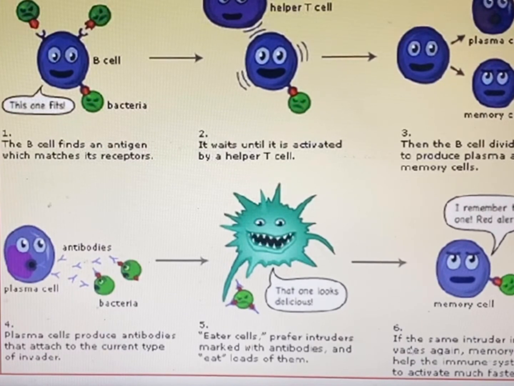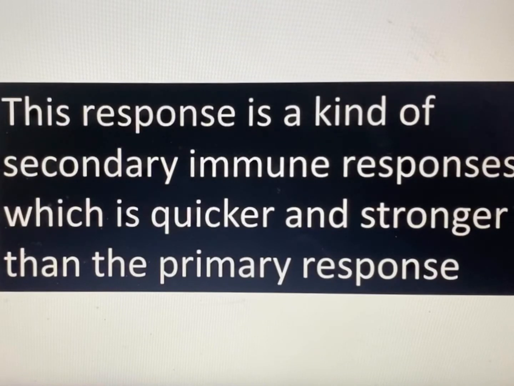Okay, and the last phase, you see, if the same invader invades again, that means if the same germ enters our body again, the memory cells help the immune system to activate much faster. Yes, here. The response is a kind of secondary immune response which is quicker and stronger than the primary response.